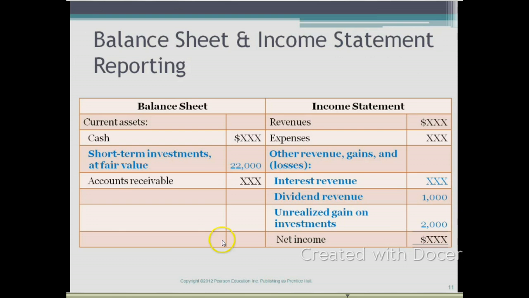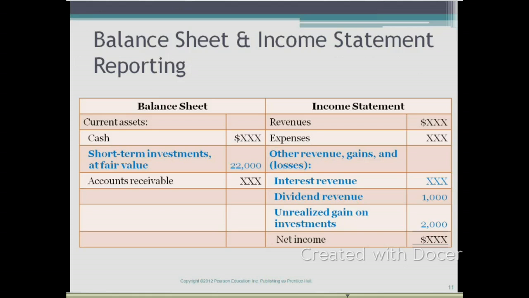Short-term investments is the second most liquid asset compared to cash. The other items we talked about would go in our income statement. Earlier, we said revenues minus expenses is net income, but after you list your expenses, you have another section in your income statement that's described as other revenue, gains, and losses.